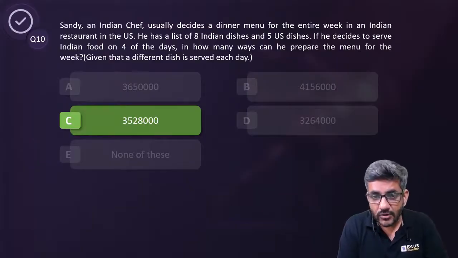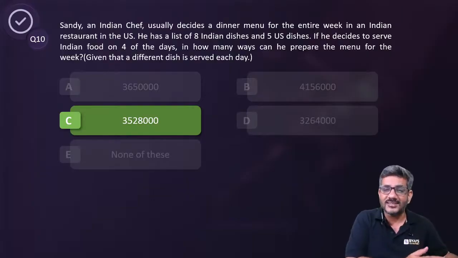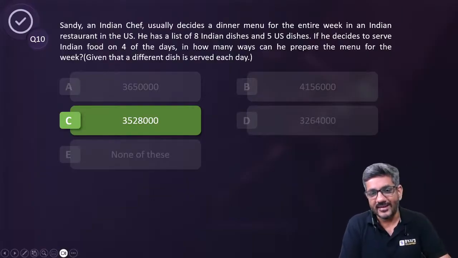Hello sir, for CAT exam on quant section, should I focus on modern maths and number system? No Jayant, these are the least important areas rather. Okay, दोनों ही least important areas.